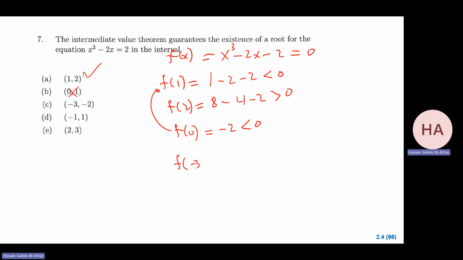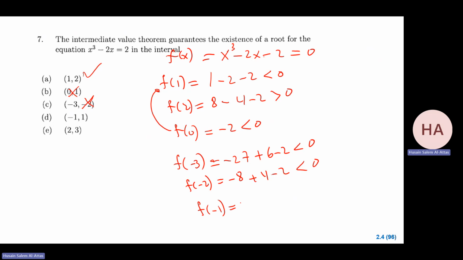Check f of minus 3. Yeah, check different values. Okay, that will be what? Minus 27 plus 6 minus 2, negative. F of minus 2 minus 8 plus 4 minus 2, negative. So this gives me nothing. F of minus 1, it will be minus 1 plus 2 minus 2, negative. So minus 1 with 1 give me nothing. F of 3, very clear, it will be 27 minus 6 minus 2, positive. So f of 3 and f of 2, both are positive, give me nothing. So this is the correct answer.